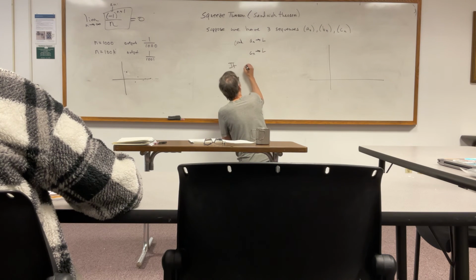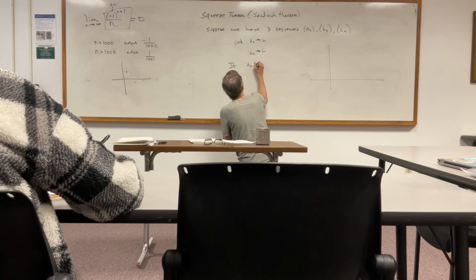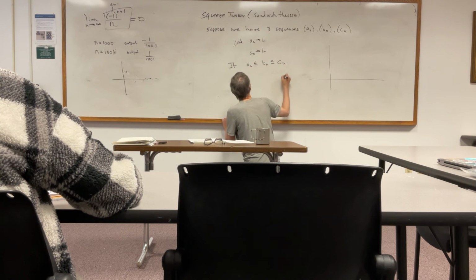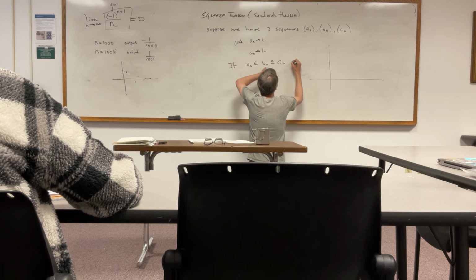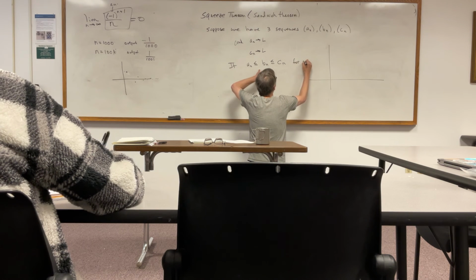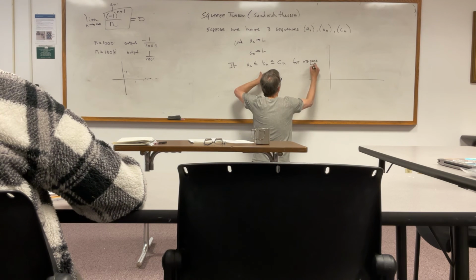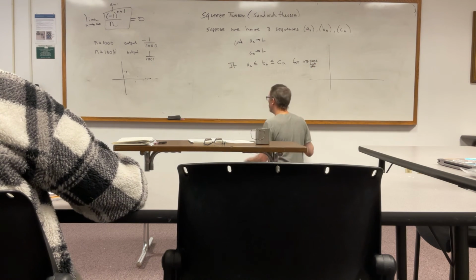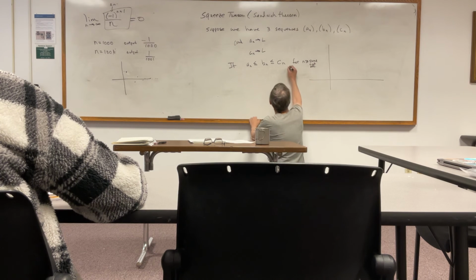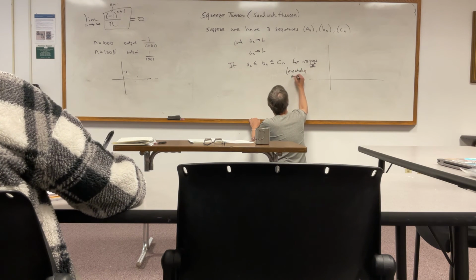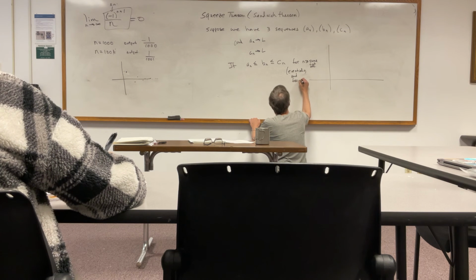Let me just write the whole thing out first. If A sub n is below B sub n, which is below C sub n, for n greater than or equal to some cutoff. So like eventually. What this means is eventually and forever. Forevermore.